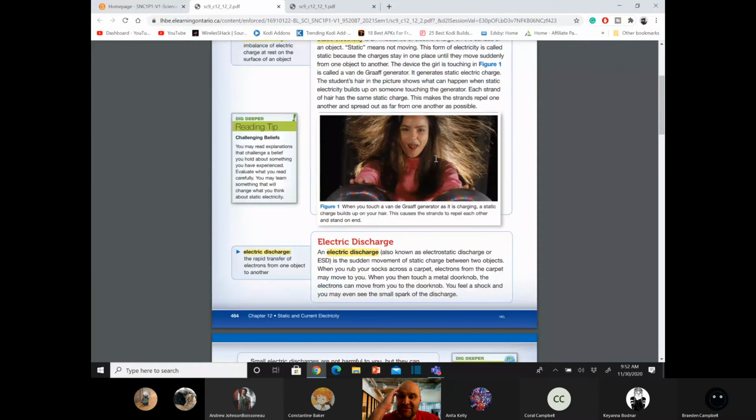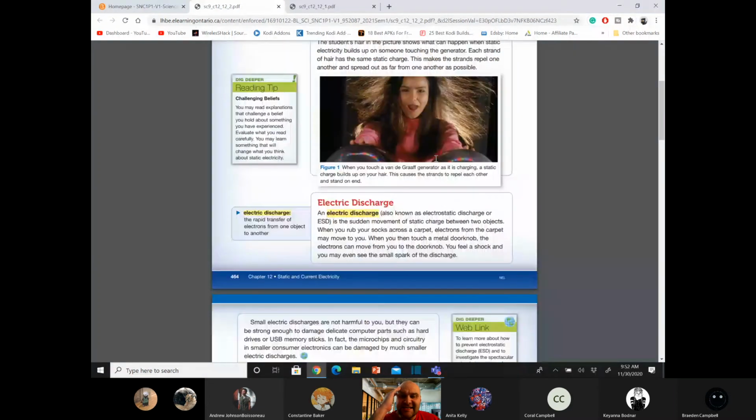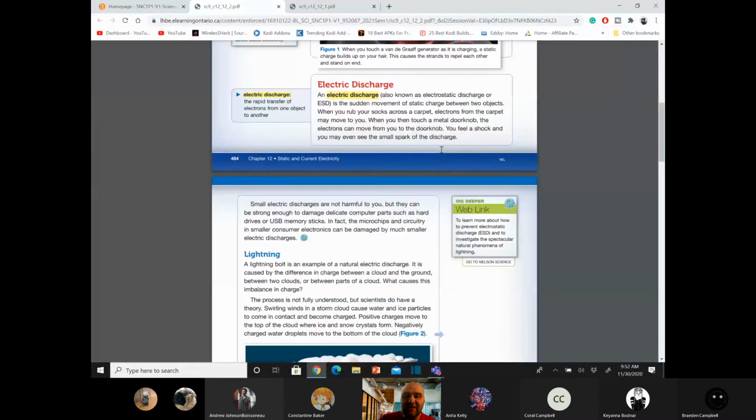An electric discharge, also known as an electrostatic discharge or ESD, is the sudden movement of static charge between two objects. When you rub your socks across a carpet, electrons from the carpet may move to you. When you touch a metal doorknob, the electrons can move from you to the doorknob. You feel a shock, and you may even see a small spark of discharge. Small electric discharges are not harmful to you, but they can be strong enough to damage delicate computer parts such as hard drives or USB memory sticks. In fact, the microchips and circuitry in small consumer electronics can be damaged by much smaller electric discharges.